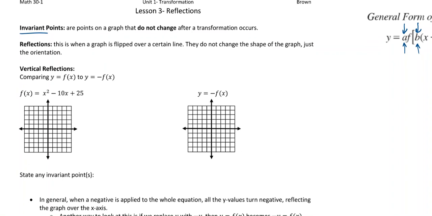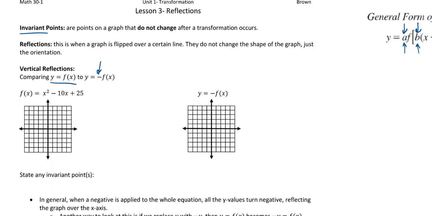So, vertical reflections. Vertical reflections are up and down, right? And they're going to occur when, if you have some function, y is equal to f of x, you stick a negative out front of the function itself. And this kind of makes sense, right? Well, here, I'll show you what I mean.